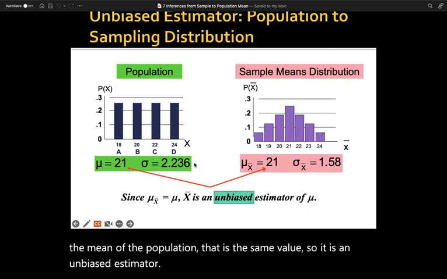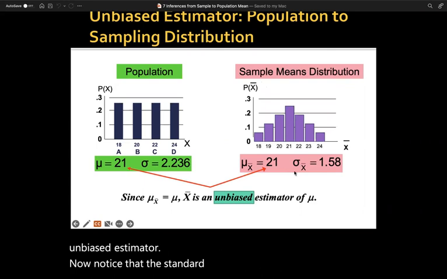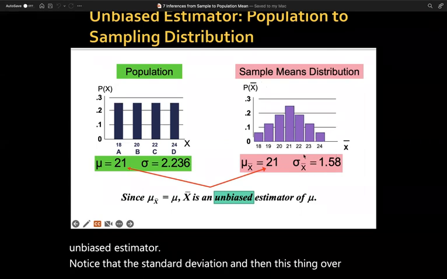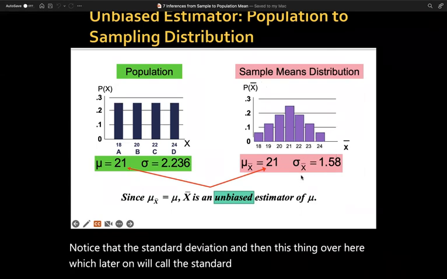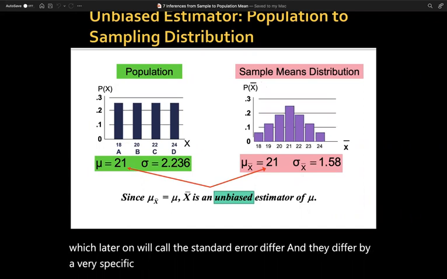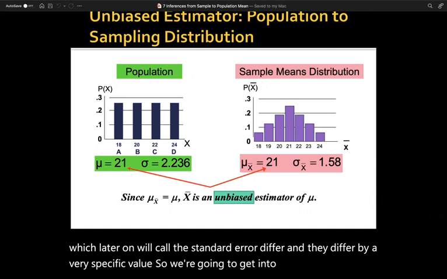Now notice that the standard deviation and this thing over here, which later on we'll call the standard error, differ. And they differ by a very specific value. So we're going to get into that very, very soon.